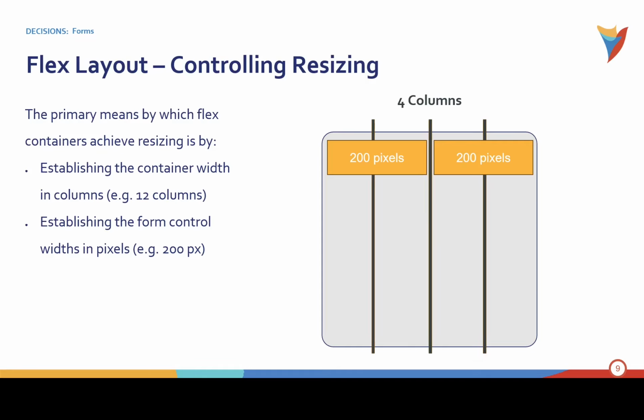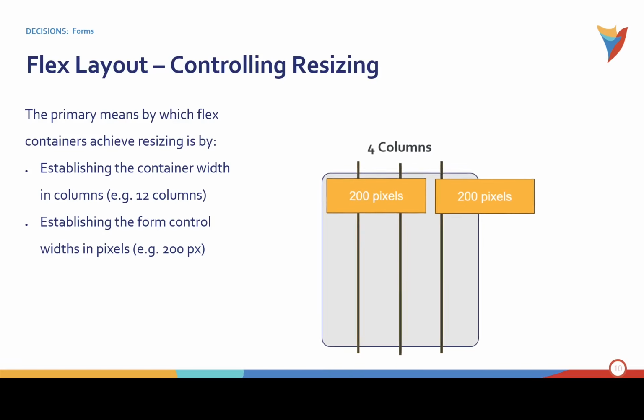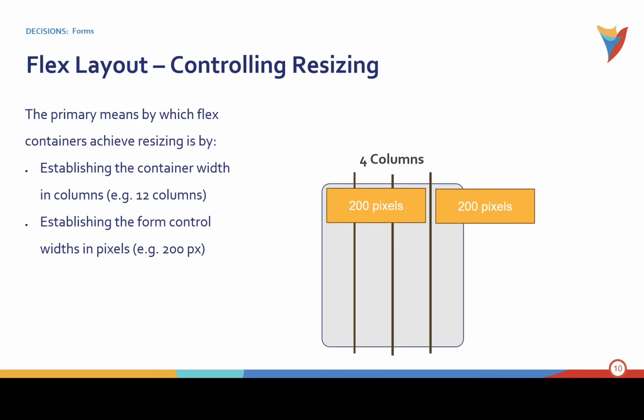So now, when those 4 columns shrink, those 200 pixel wide controls still stay 200 pixels wide. But that second one isn't going to fit at the end of this form anymore. It's extending out of it. So the flex layout sees that and it places that particular control on the row beneath. That is how you achieve resizing in the flex layout.